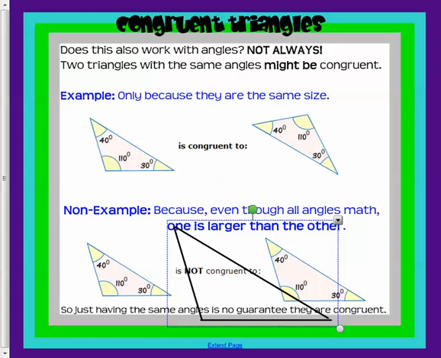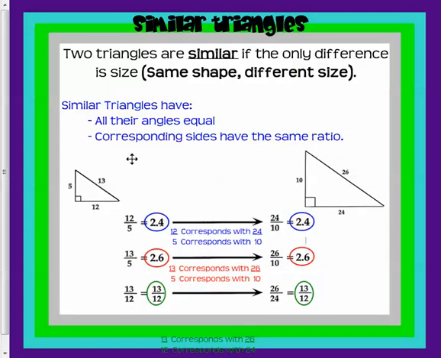These are what we call similar. Similar triangles have the same shape but different size. So, right angles are all similar. They have to also be proportionate, which means that they correspond and have the same side ratios.